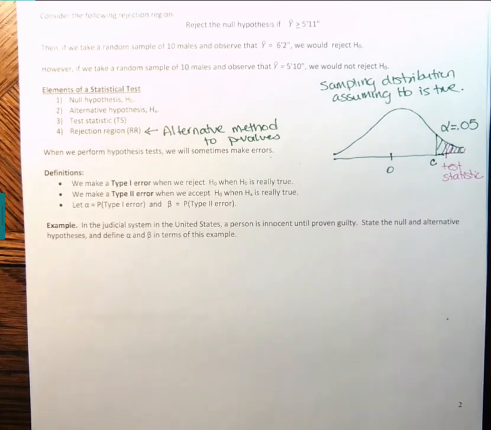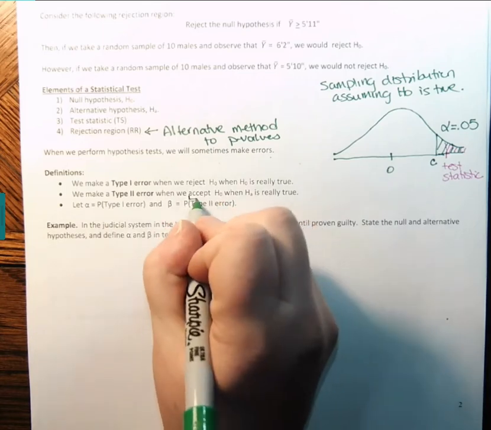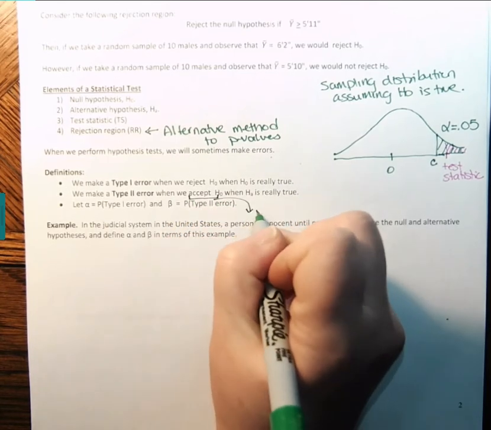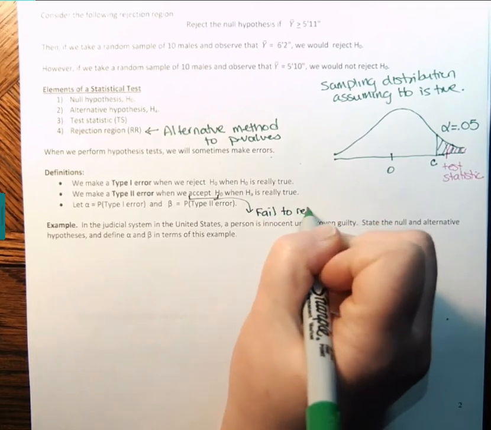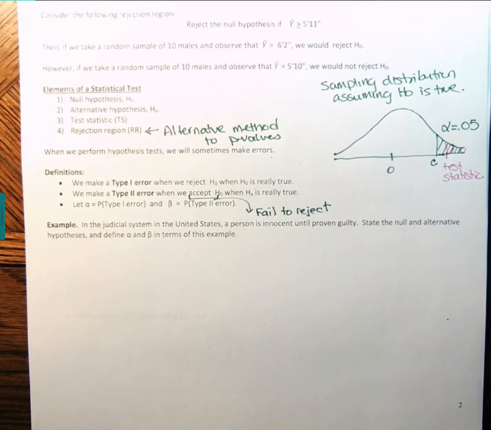And then, as always with the hypothesis test, when we perform the hypothesis test, we're sometimes going to make errors. And so we've got some definitions here. Recall that we make a type 1 error when we reject H0 when H0 is really true, and a type 2 error when we accept, or fail to reject, the null when really the alternative is true. And I do want to be careful here because we really don't want to say accept the null. This is really fail to reject. And then we let alpha be equal to the probability of a type 1 error and beta equal to the probability of a type 2 error.